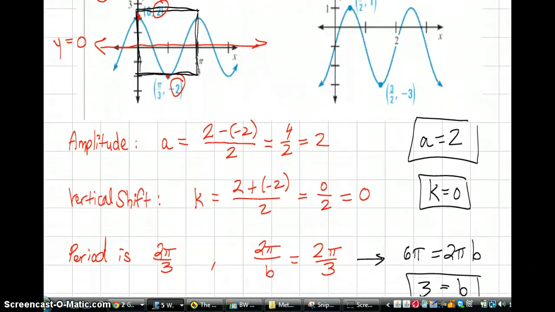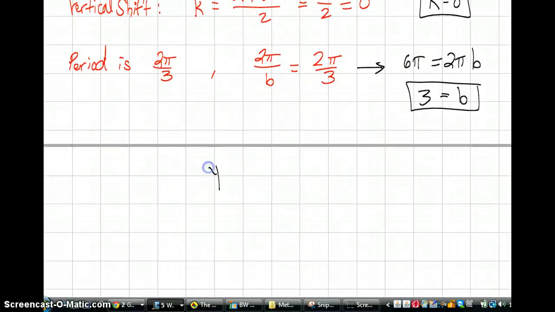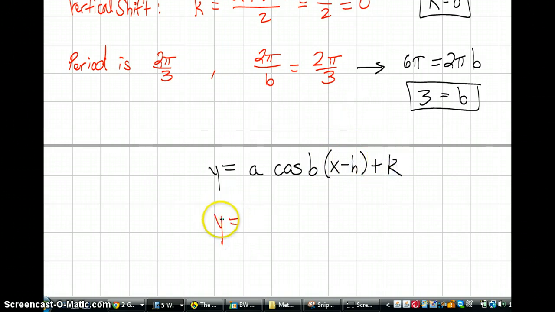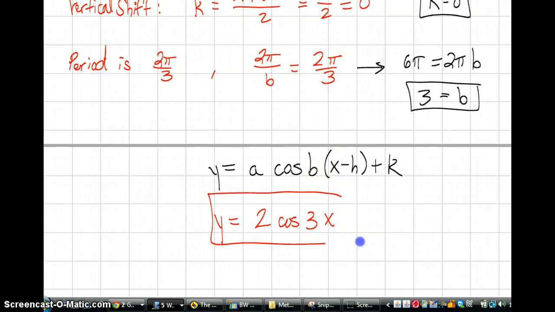So we're going to use the cosine, and the general form then is a cosine b times x minus h, plus k. Now we can substitute our values. We've determined a to be 2. Now there is no horizontal shift. H will be 0, and of course k is 0. There is our equation.